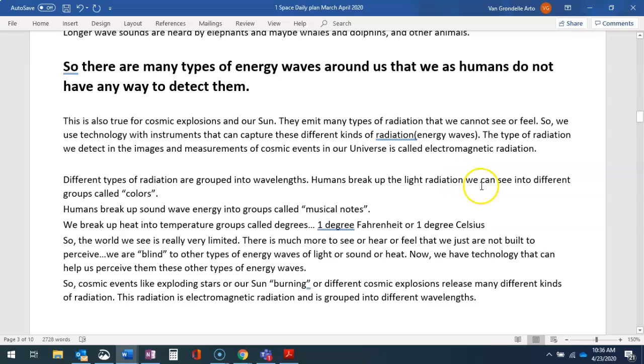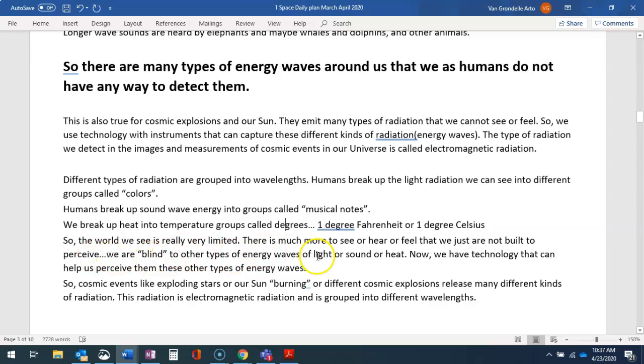Humans break up the light radiation we can see into different groups called colors. Humans break up sound wave energy into groups called musical notes. We break up heat into temperature groups called degrees, 1 degree Fahrenheit or 1 degree Celsius. So these are the names for the types of energy waves that we can detect. The world we see is really very limited. There's much more to see or hear or feel that we just are not built to perceive.